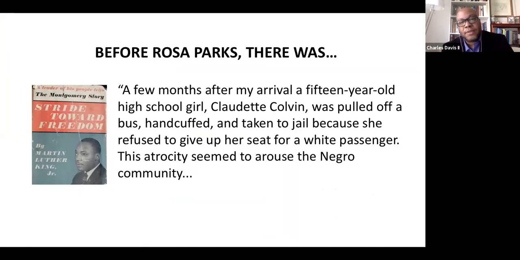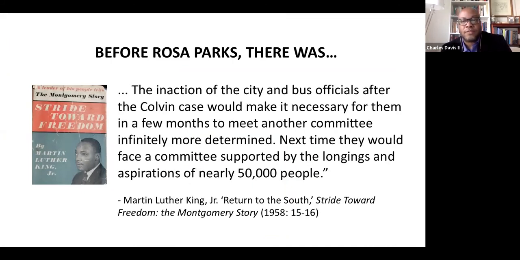arrested. He said, "A few months after my arrival, a 15-year-old high school girl, Claudette Colvin, was pulled off a bus, handcuffed, and taken to jail because she refused to give up her seat for a white passenger. This atrocity seemed to arouse the Negro community. The inaction of the city and bus officials after the Colvin case would make it necessary for them in a few months to meet another committee infinitely more determined. Next time, they would face a committee supported by the longings and aspirations of nearly 50,000 people."